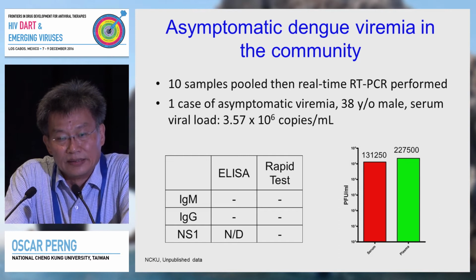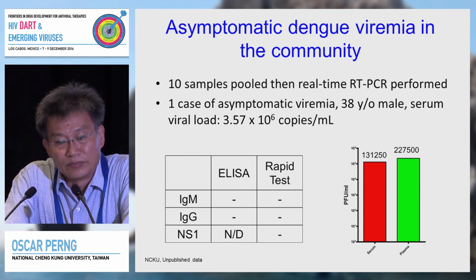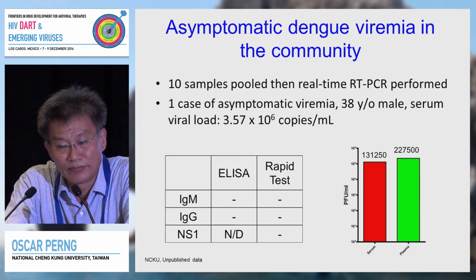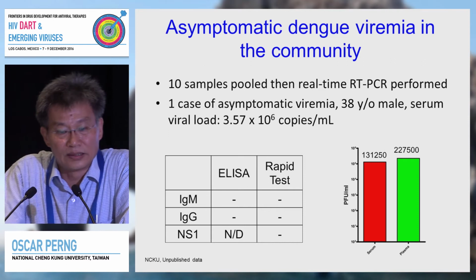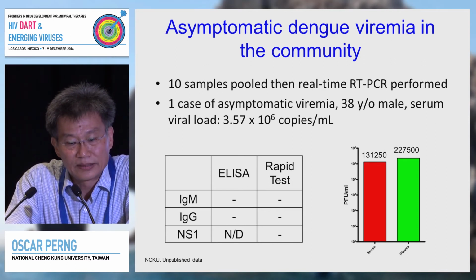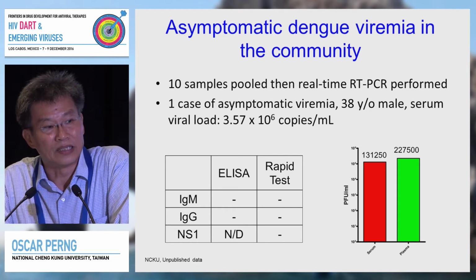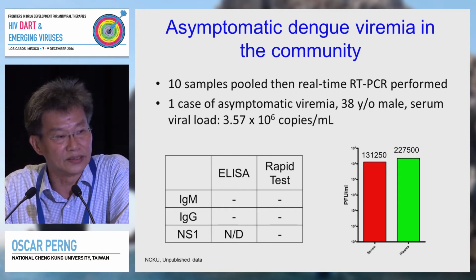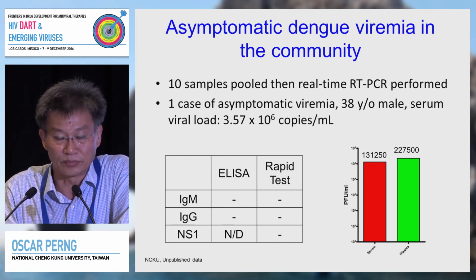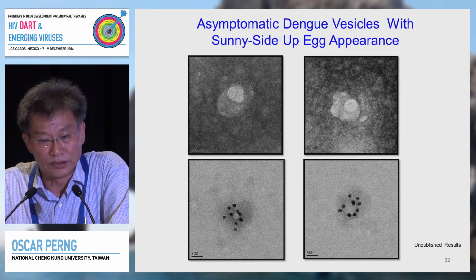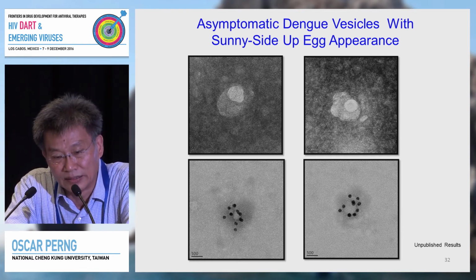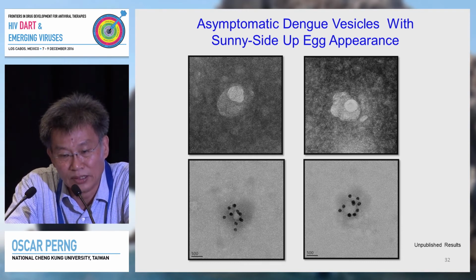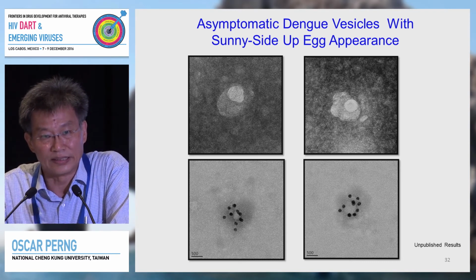And while we were doing that, we picked up one asymptomatic person. This is a male, a truck driver, running around every day. His viral load in serum and plasma was also very high, but we could not detect the NS1. There was no IgG, and IgM was not detectable. We were curious, because there was a high viral load in his blood, so we looked by EM, just like the acute cases, and also confirmed by immuno-EM. These are indeed dengue viruses.